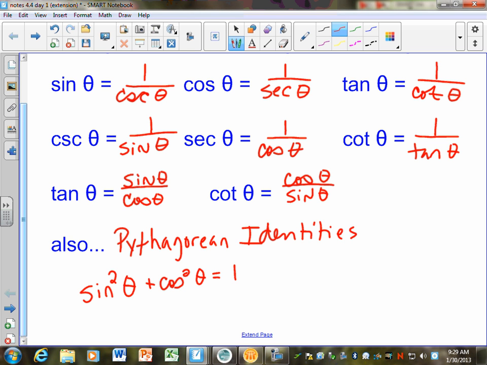There's 2 other ones, and we'll use these a lot more in chapter 5. Let's see if I remember these. 1 plus cotangent squared of an angle equals cosecant squared.